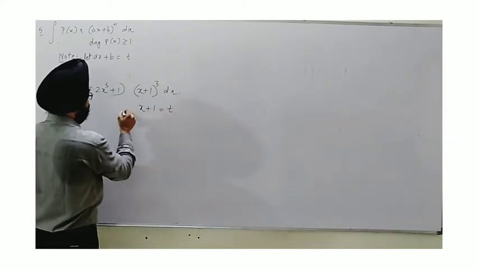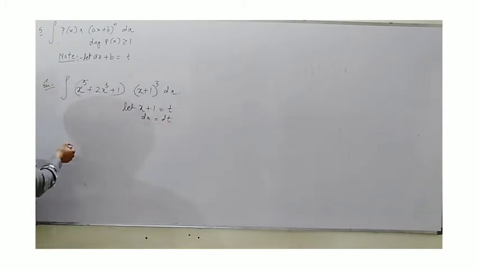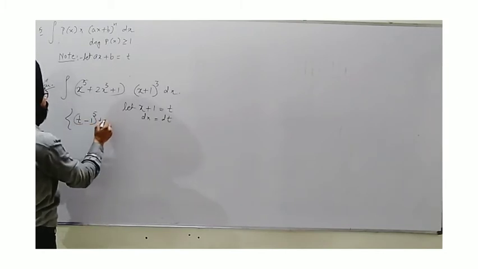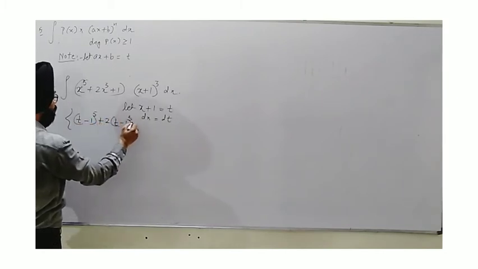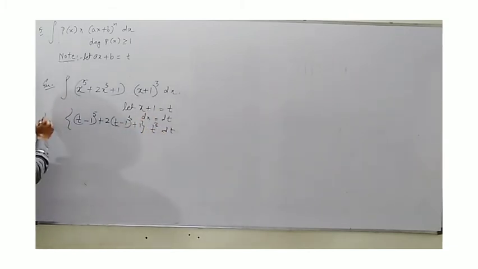x plus 1, if I take it as t, you will see that dx becomes dt. But in such a case, where I have intentionally taken the degree as 5, we have to write (t minus 1) raised to the power 5 plus 2(t minus 1) raised to the power 3 plus 1, times t cube dt, and this whole thing is to be integrated. Now we can solve further only when we are aware of expanding (t minus 1) whole raised to the power 5. This will be done using the binomial theorem.